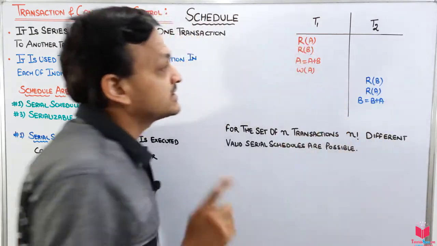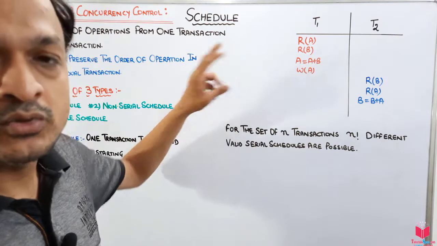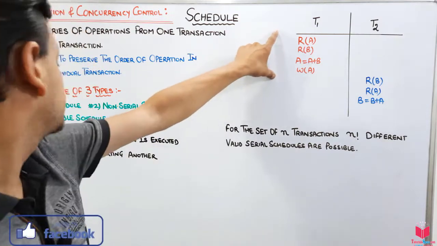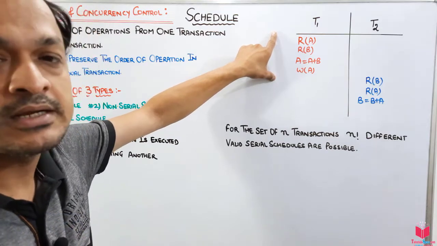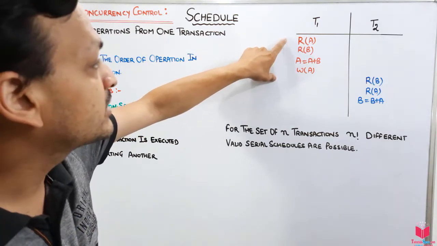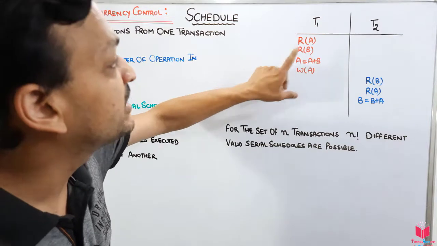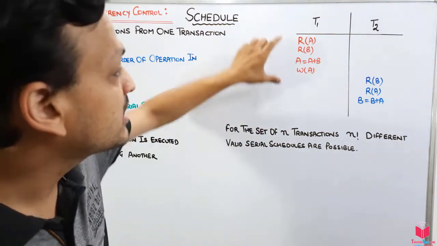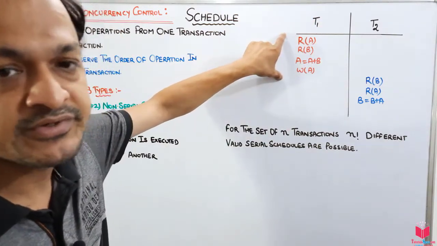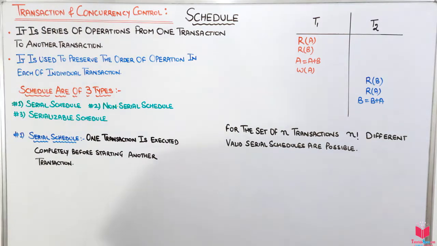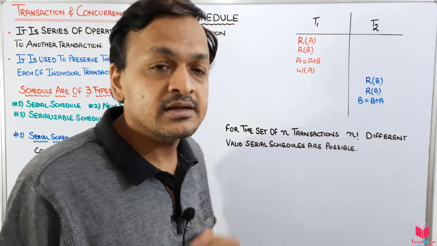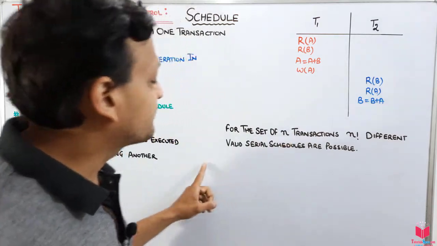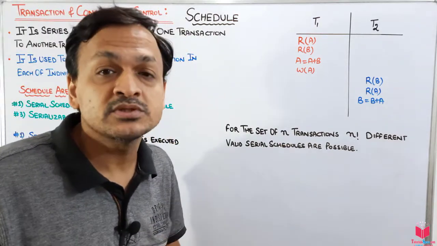Then I will start T1's instructions. So if I want to run two transactions in a serial schedule manner, one transaction should be completed before I start the other transaction. I cannot run the second transaction in between the first transaction. I have to execute the complete transaction. Now, for a set of n transactions, n factorial different valid serial schedules are possible.